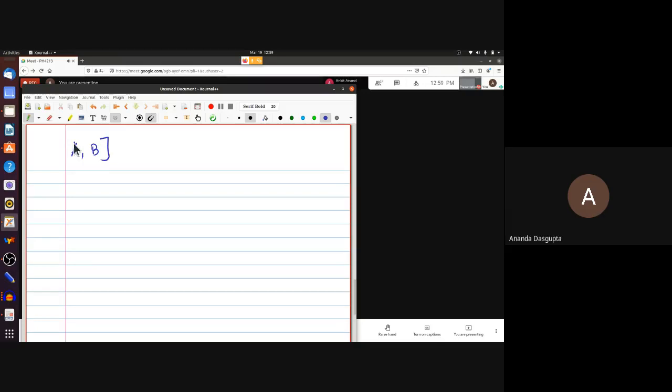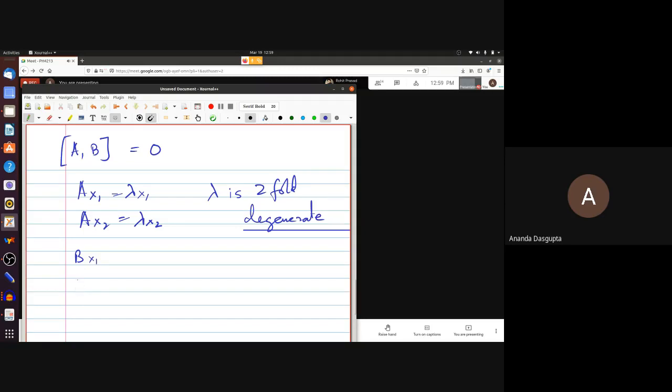I have two matrices. Let's take two matrices, A and B, that commute. And let's say Ax1 is lambda x1, Ax2 is lambda x2, and x1, x2 are not proportional to each other. So they are linearly independent vectors which correspond to the same eigenvalue lambda. So lambda is twofold degenerate, let's say. Then what can you say about Bx1? And Bx2?